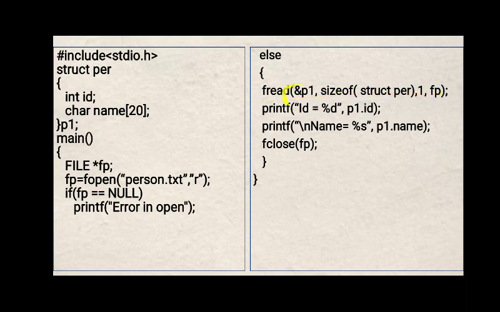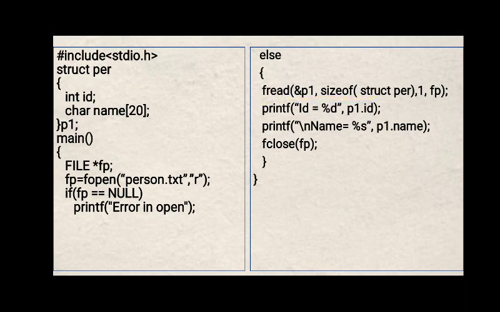First you're giving the address of your structure variable, then you're specifying the size of that structure variable using the sizeof function. You're only going to read one block of data, so you're specifying one, and then you're giving the file pointer. So what happens is, the first data that is read will be stored into p1.id, and the second data that is read will be stored into p1.name. So that is what happens when you use the fread function.